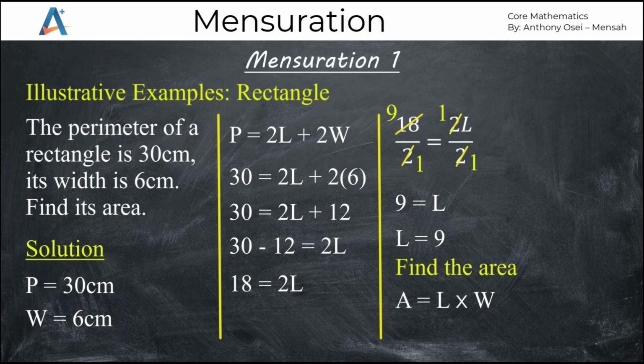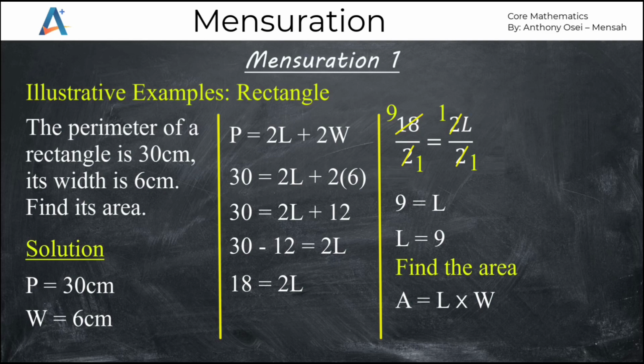The question has asked us to find the area, and area is length multiplying the width. And we didn't have the length, so we had to go through this change of subject using the perimeter of the rectangle to get the length. Now that we have the length, we'll do the substitution with the length and the width to get the area.